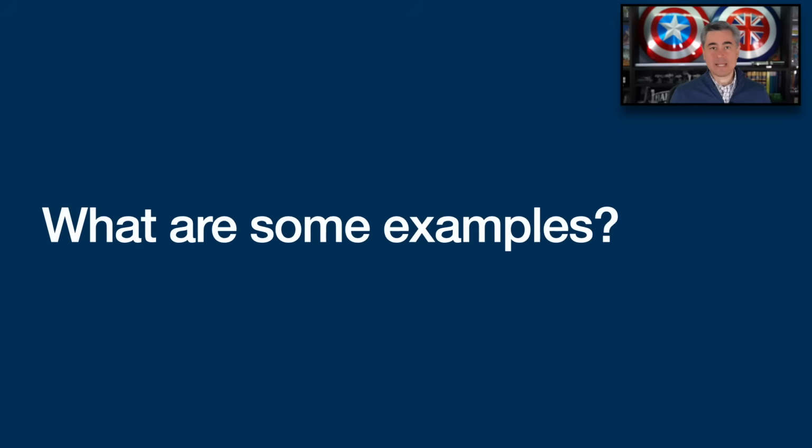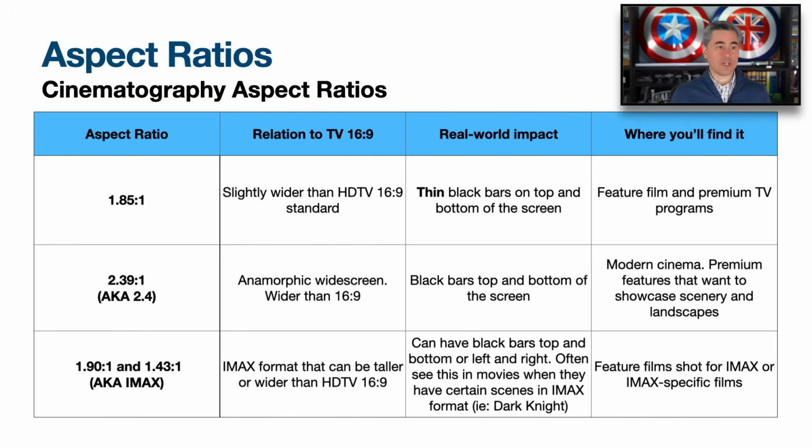And what are some examples then of aspect ratios? Well, let's look at cinema first. The aspect ratio 1.85 to 1 is slightly wider than your traditional 16:9 HD TV, and what you end up getting with a 1.85 to 1 program is thin black bars on the top and bottom of the screen. And you'll find it really in feature films and some premium television programs.